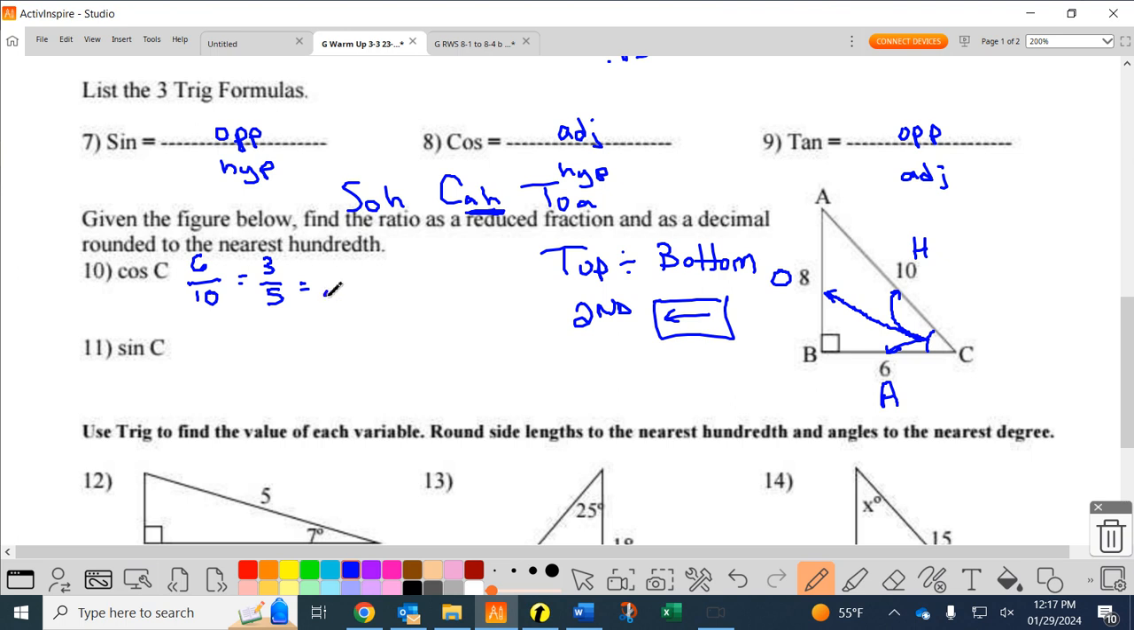For sine. Sine is going to be opposite over hypotenuse. What is the fraction going to be for sine? Okay, grab your calculators, reduce it. 8 fraction button 10 equals, what does that reduce down to? 4 over 5. And then the last thing, second arrow, or 4 divided by 5, what's that give you as a decimal? 0.8.